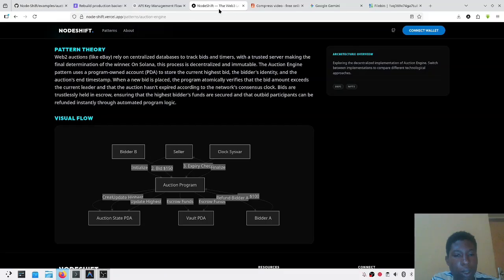So let me show this on the flow. As you can see here, the bidders and seller make bids to the auction program, then the auction program checks the PDA, updates the highest bid, and holds all the funds in this place, and refunds them later to the bidders once the time is over and the expiry check passes.